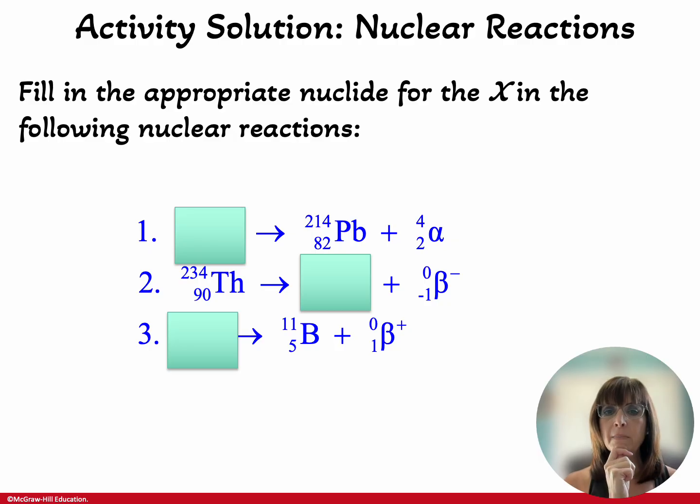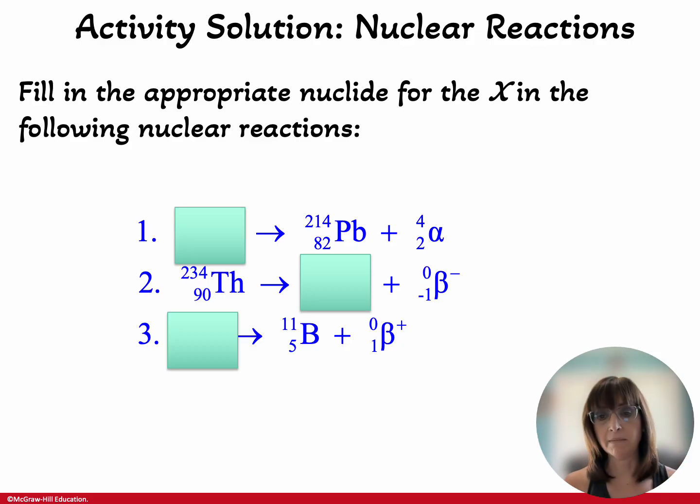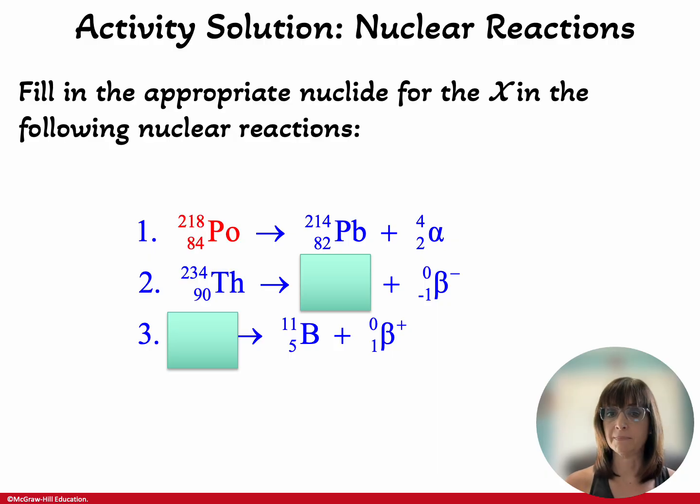So remember that mass number needs to be the same. So on number 1, you have 214 plus 4. So we need to have 218 at the top. 82 plus 2, we need to have 84 on the bottom. So 218, 84. You look up number 84 on the periodic table. Not that you can see it. And you get Po, or polonium. So the first answer should be that.